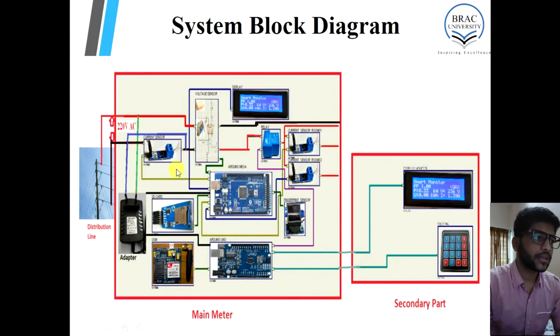You can see here this is our current sensor ACS712. This is our voltage sensor. This is the adapter that we have used to power up all our DC components. And this big box is our main meter, and this small box with wire connection to Arduino Uno is our secondary meter.